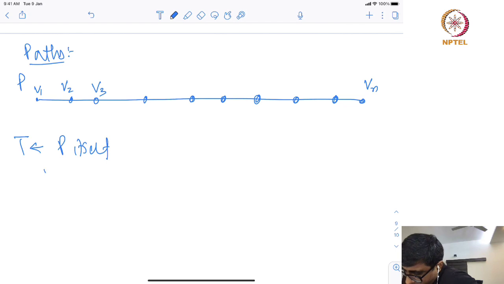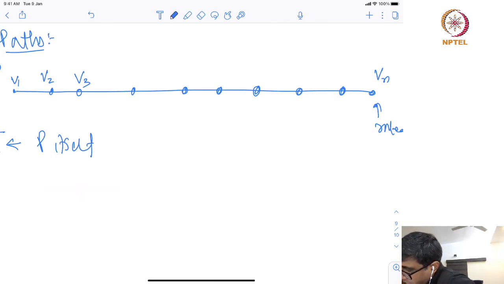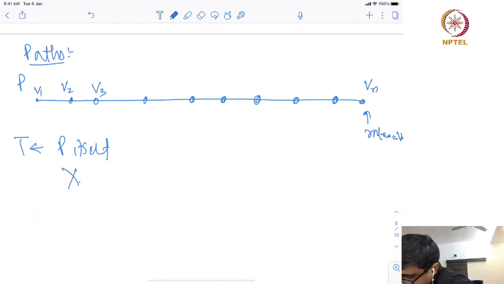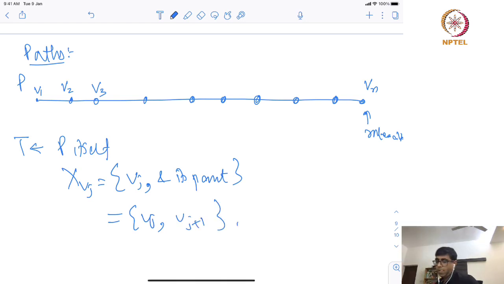So I am going to think of this as rooted at V1. What is Xvj going to contain? Xvj is going to contain Vj and its parent, right? So this is going to be Vj plus 1. Now let's see if this satisfies all the properties.